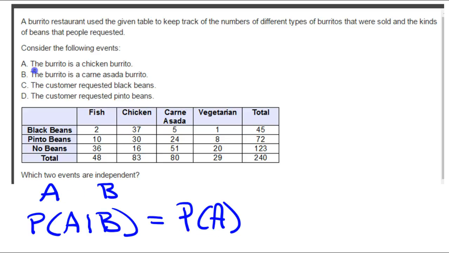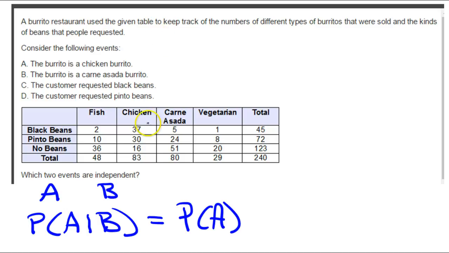So what we need to do is take each pair of these and test to see if the probability of one given the other is the same as the probability of one by itself. That would mean that the second one doesn't really matter, and that's what it means to be independent. So let's check that. All right, let's start with A and B. Let's see if they're independent.